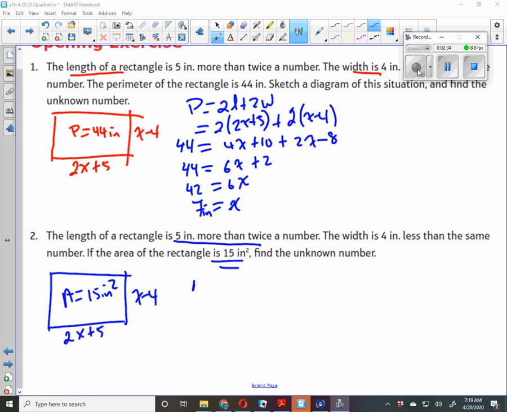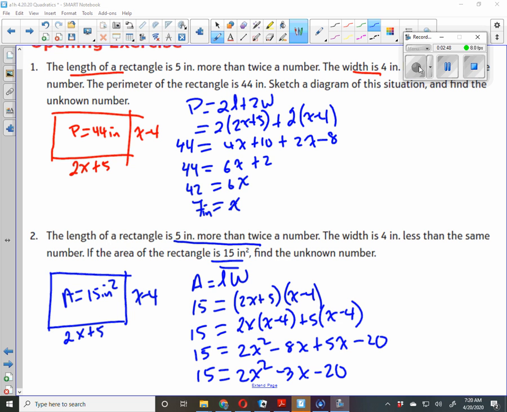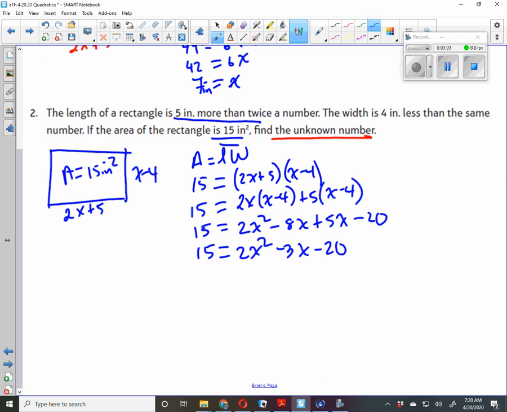So area equals length times width. We know area is 15 inches squared. So (2x plus 5)(x minus 4). Let's multiply this. All right, now that this is multiplied, we now need to solve, right? Remember, our job is to find the unknown number, the x. So we've got to get everything over to one side.